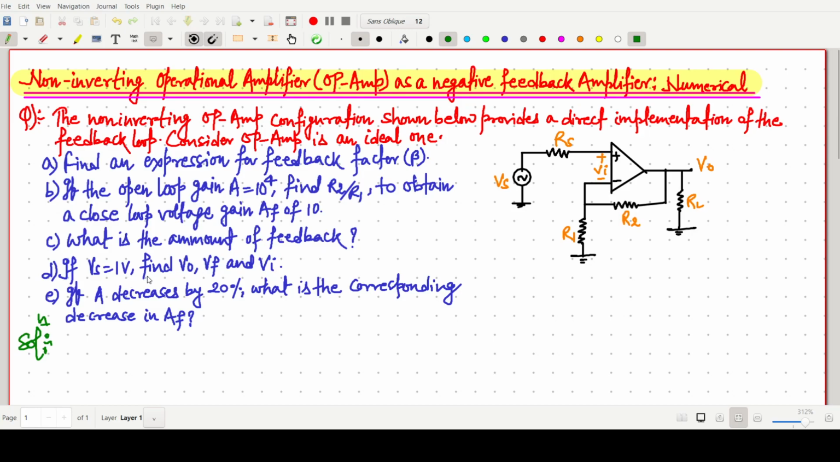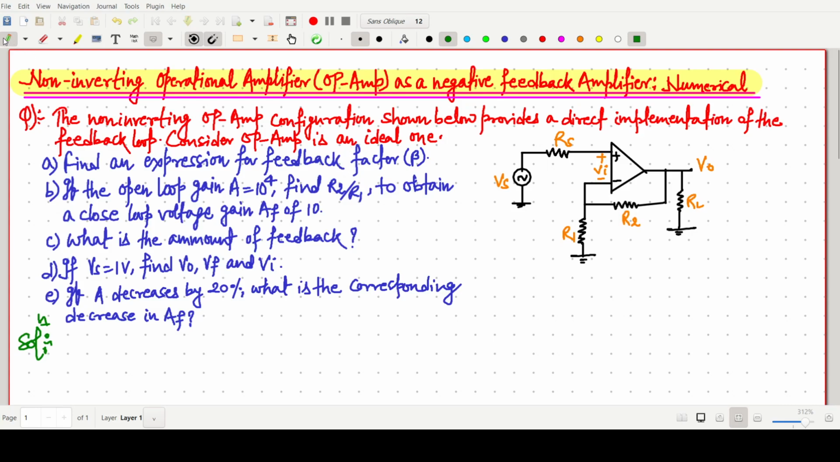And Vs is 1 volt. We have to find V0, Va, and Vi. Also, if A decreases by 20%, what is the change in the corresponding Af? In this case, our op-amp is an ideal one.